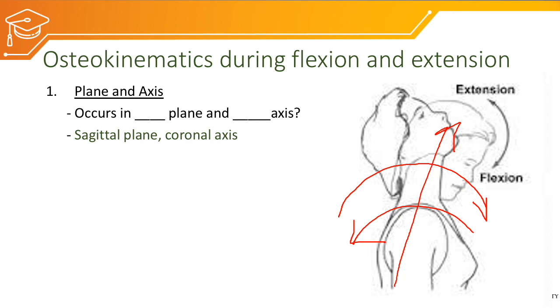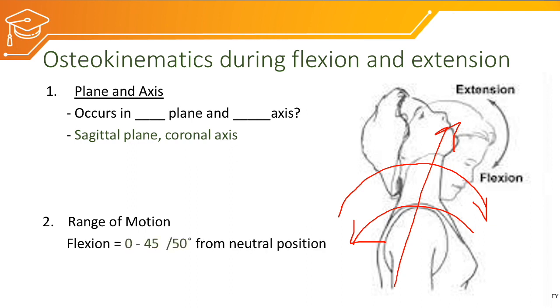The third point that we have to discuss under osteokinematics is the range of motion. So what is the range of motion for flexion of the cervical vertebra? The range of motion is 0 to 45 or 50 degrees from the neutral position. And for extension it is 0 to 75 or 80 degrees from the neutral position.